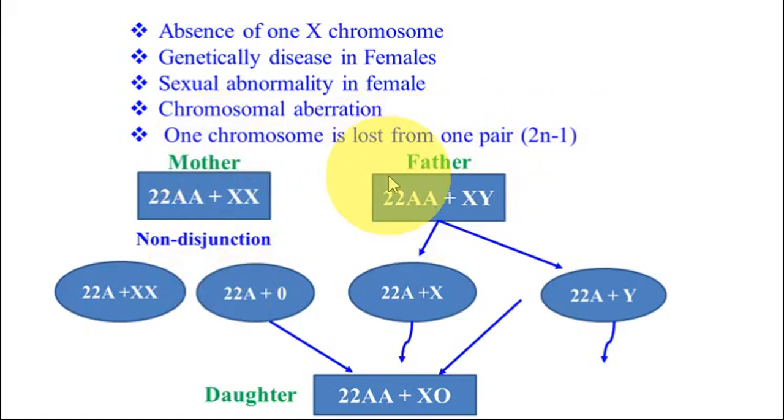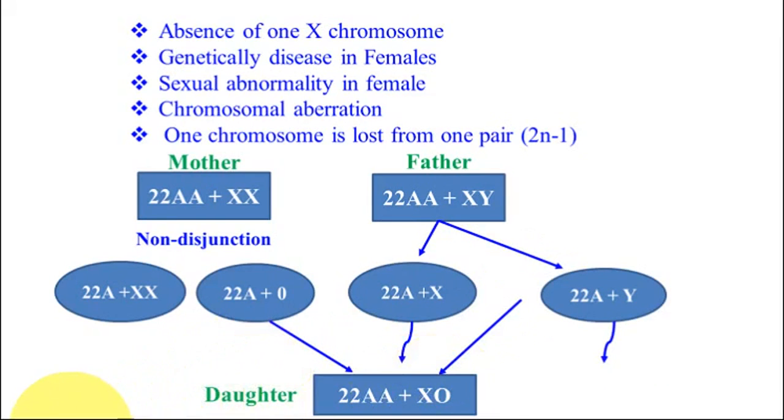This is the mother and father: 22AA plus XX, 22AA plus XY. Here non-disjunction: 22A plus XX, 22A plus O, and 22A plus X, 22A plus Y. Then we get a daughter, 22AA plus XO.